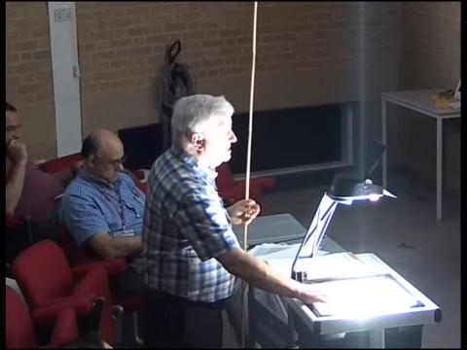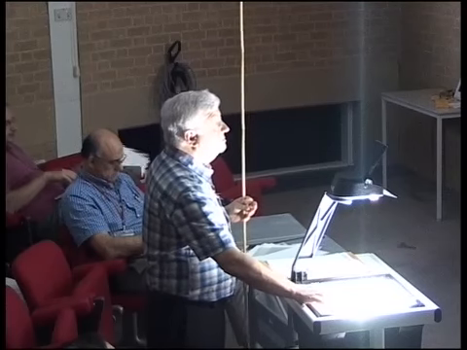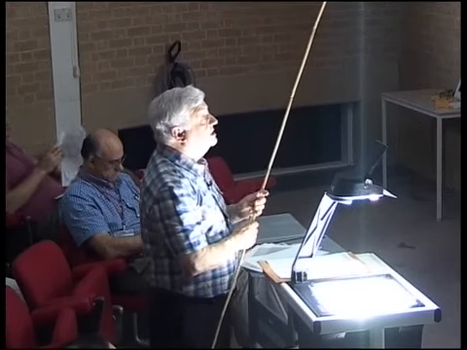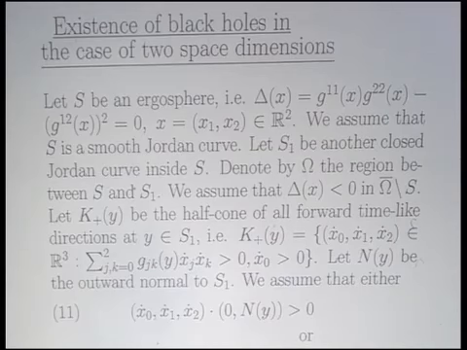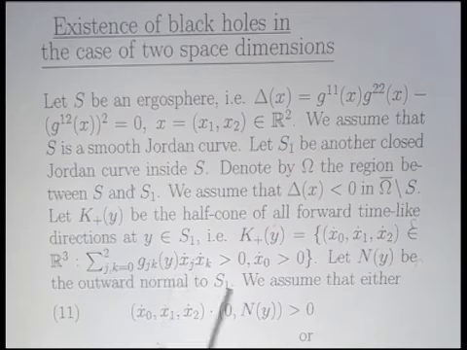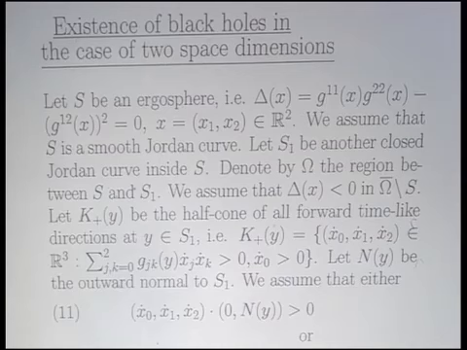Okay, so now this is the section about existence of black holes. So consider the case of two space dimensions. So we have time and x1, x2, two space dimensions. In this case, the equation of ergosphere can be written delta equal to 0. This is determinant equal to 0. So we assume that ergosphere is a smooth curve. This is two-dimensional.